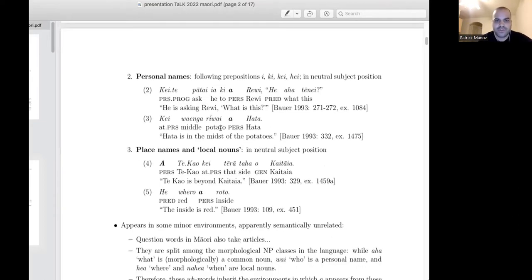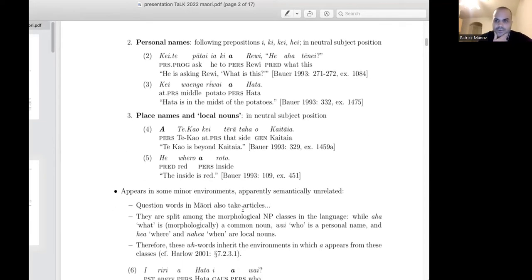Likewise, in subject position of a predication, Hata is in the midst of the potatoes, so you get a Hata, right? The third environment they appear in is with place names and local nouns. So Maori has morphosyntactically distinct place names and personal names. Included with the place names is a special closed class of local nouns that mean things like top, bottom, left, behind. And the really odd thing about Maori is that these are not common nouns in Maori.